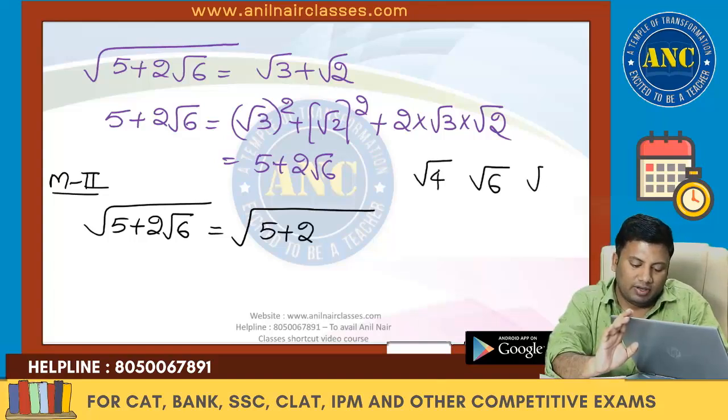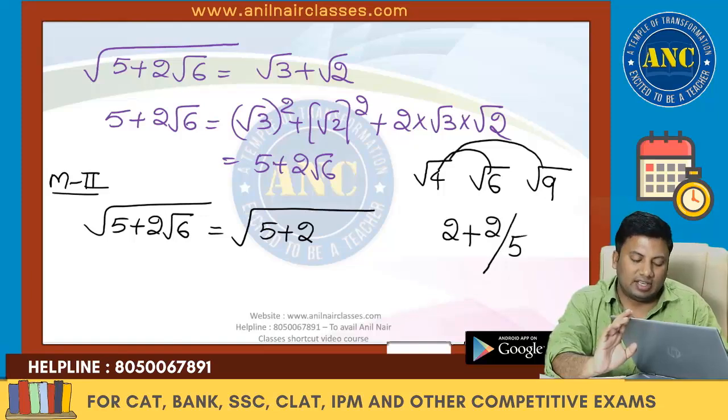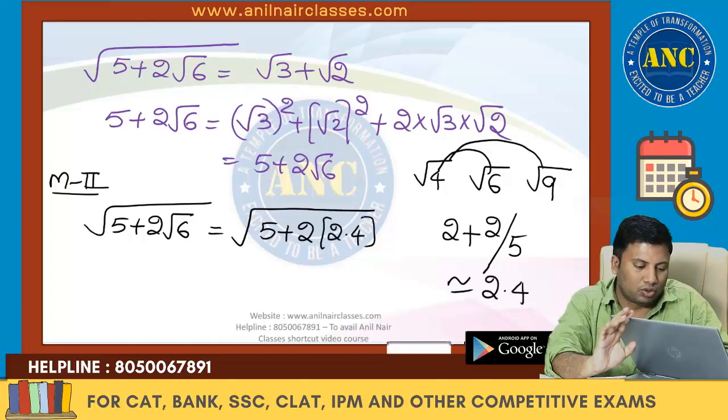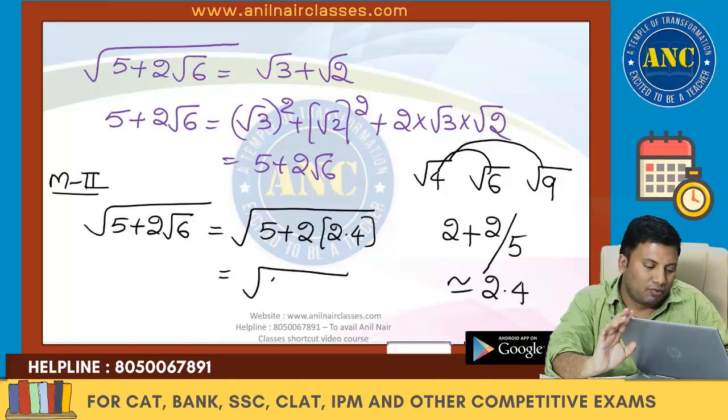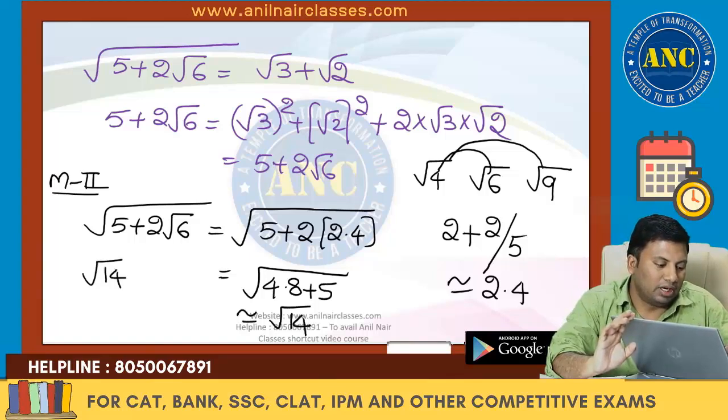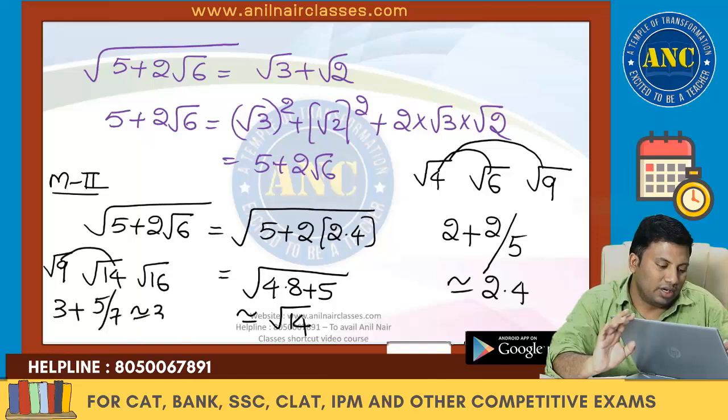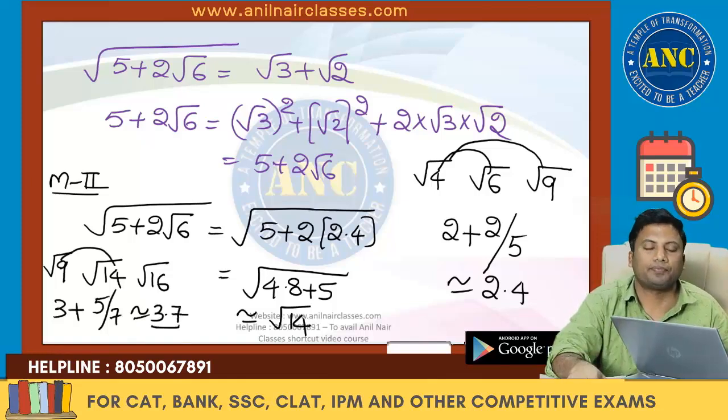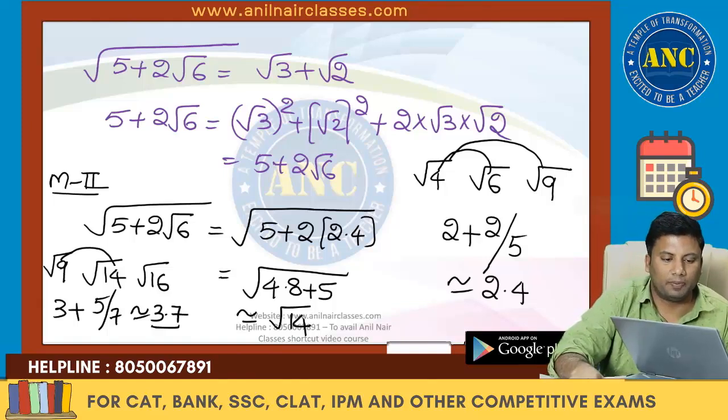Root 6 lies between root 4 and root 9. The difference of 6 and 4 is 2, and the difference of 9 and 4 is 5, which gives 2 by 5, that is 0.4, so 2.4. This is nothing but 2 into 2.4, which is 4.8, plus 5, approximately root 14. What is root 14? Root 14 lies between root 9 and root 16, so it is about 3.7.